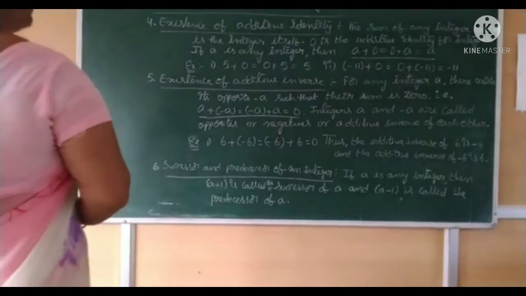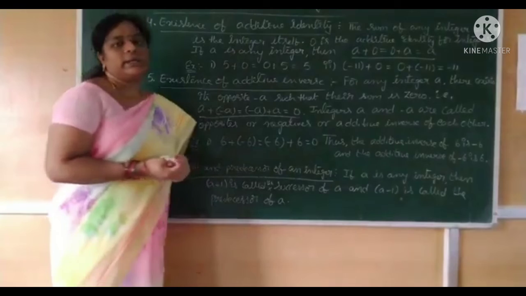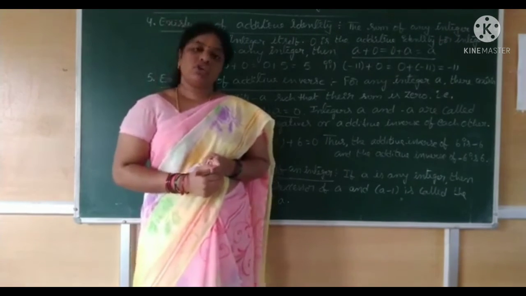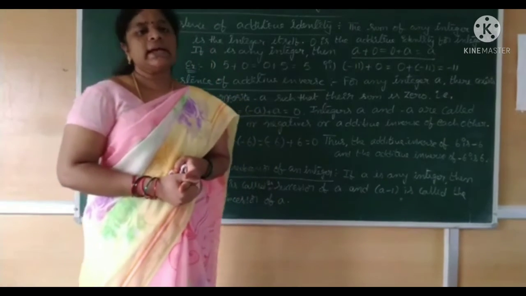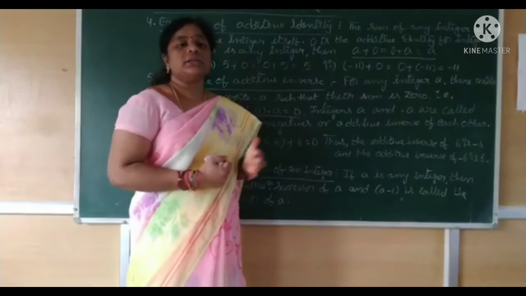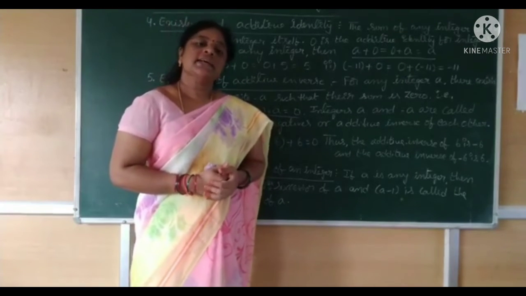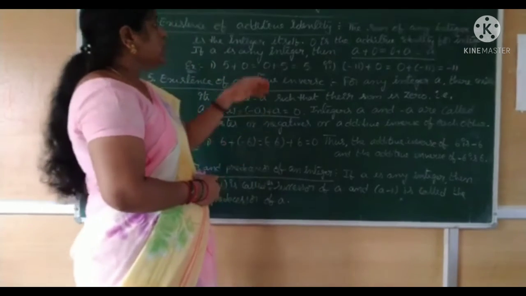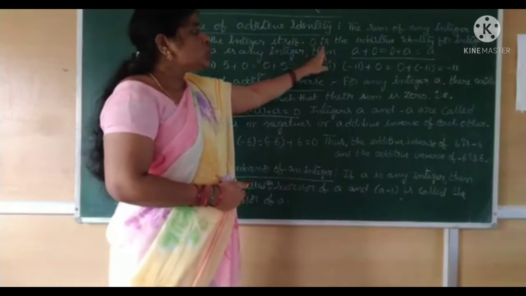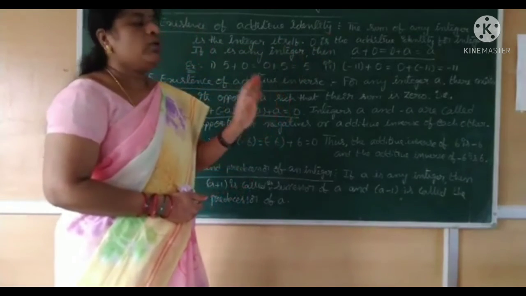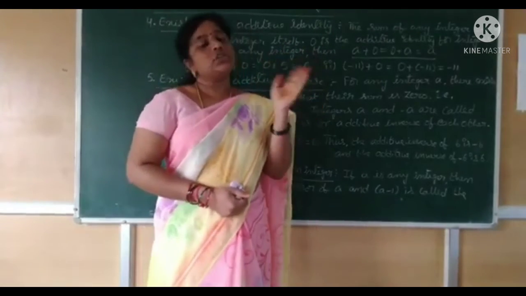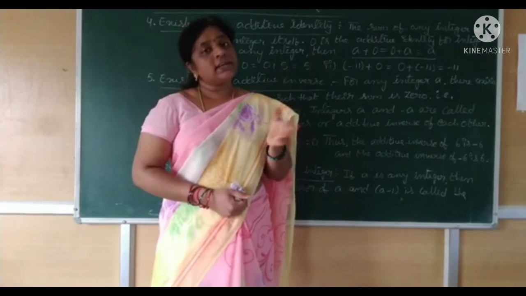So the next property, number 4, existence of additive identity. Already we know additive identity in whole numbers. What is the additive identity for whole numbers? 0. And for integers also, 0 is the additive identity. The sum of any integer and 0, the result is the integer itself. 0 is the additive identity for integers. If a is any integer, then a plus 0 or 0 plus a, what is the result? a only.